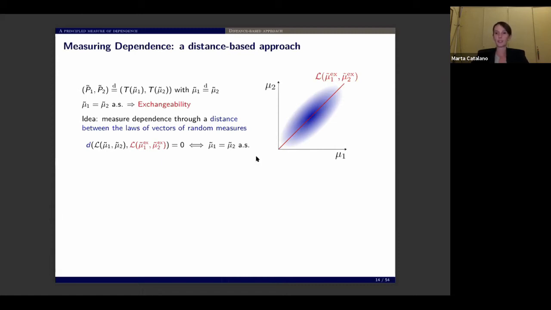So a first thing that one has to observe is that when the two random measures are completely dependent, so when they are equal almost surely, we retrieve the case of exchangeability. So we can actually look at exchangeability as supported on this diagonal line, just as in the picture that Igor showed you before. Okay, very well. Then our idea is to measure the dependence in terms of how close we are to the diagonal, and we will do it through a suitable distance between the laws of vectors of completely random measures.